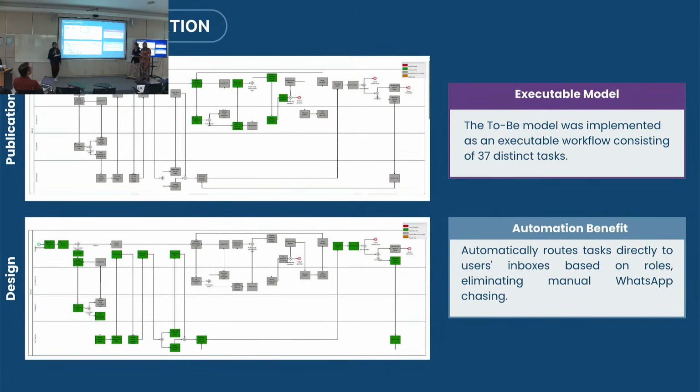After redesigning the workflow, the next step was validating its implementation. We automated the process using ProcessMaker and configured 37 executable tasks. The system automatically assigns tasks to users based on their roles.